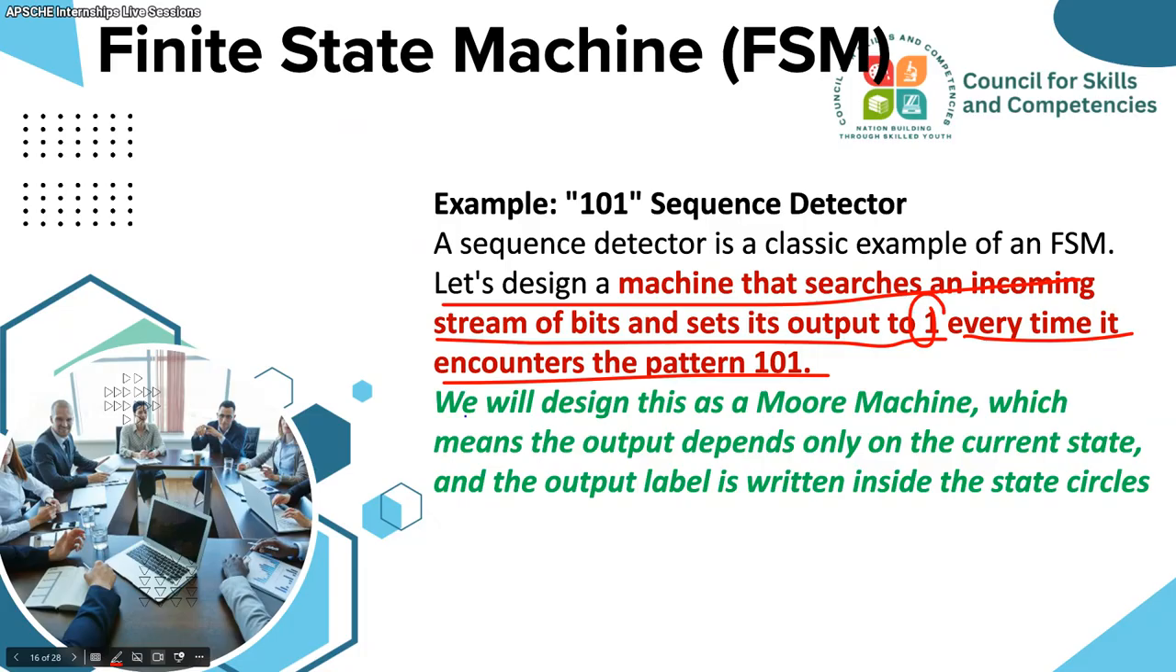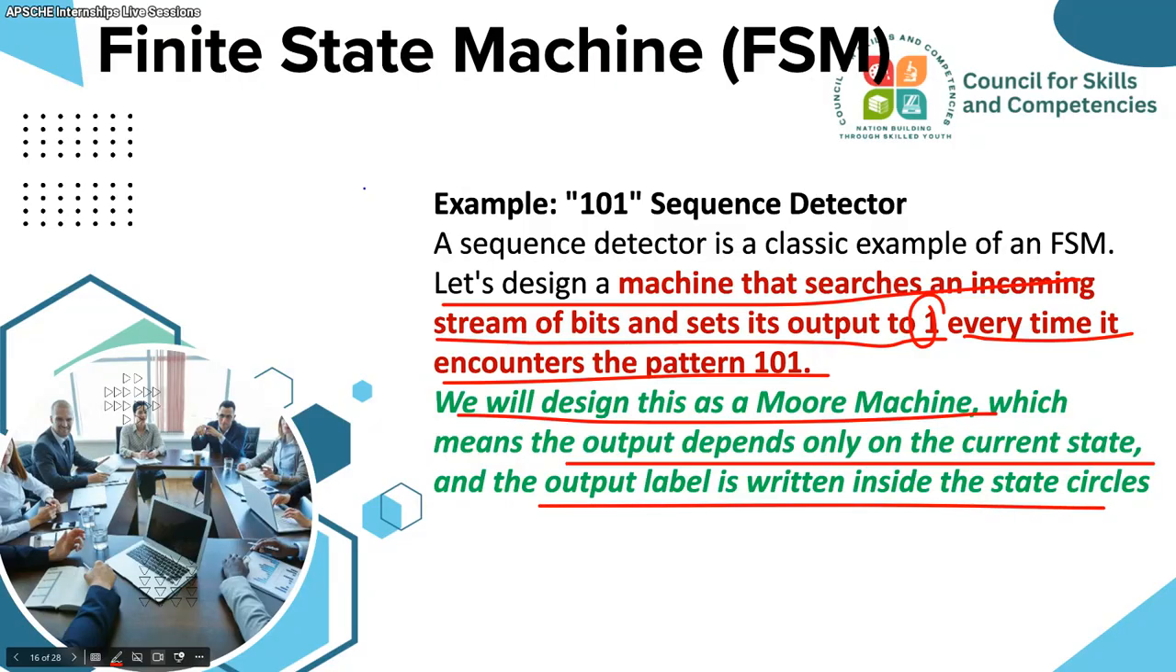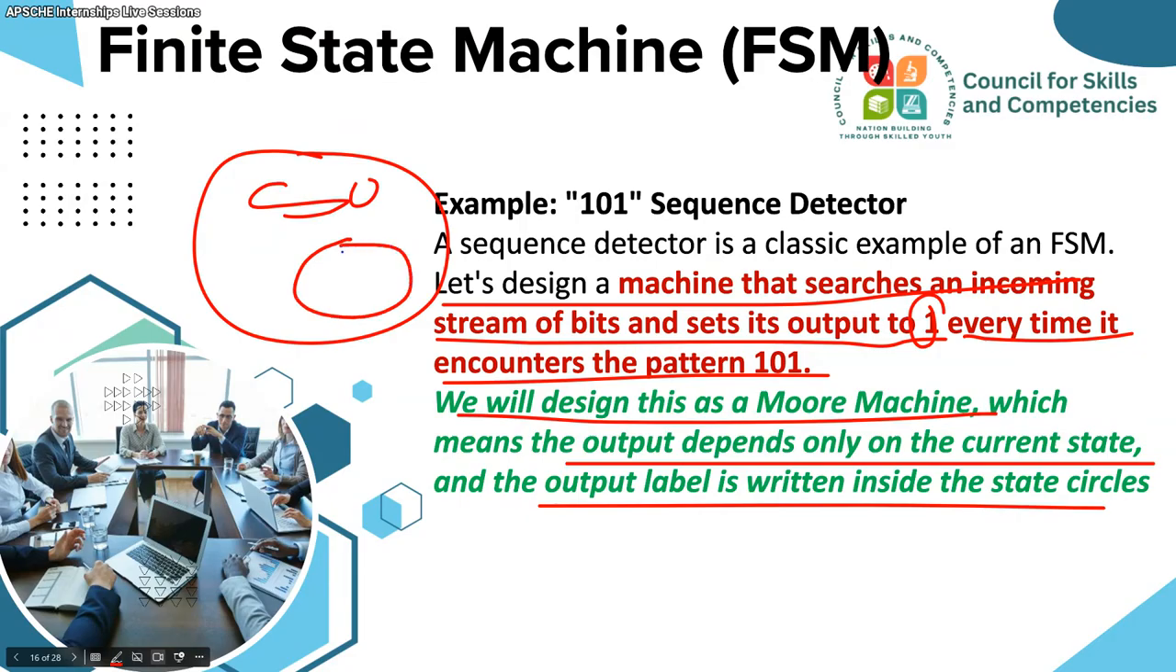Okay, we will design a Moore machine first. So what is a Moore machine? It depends only on the current state. The output is going to depend on the current state, and the output label is written inside the state circle. I told you already, the output is already defined. Whatever the input, the output is already defined with this. So that will be easy for you all to understand.